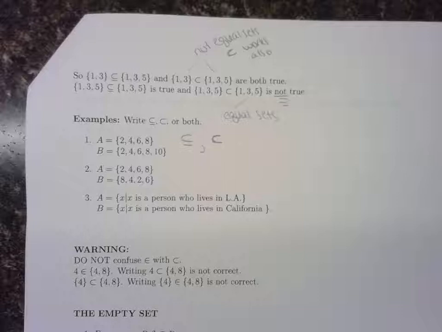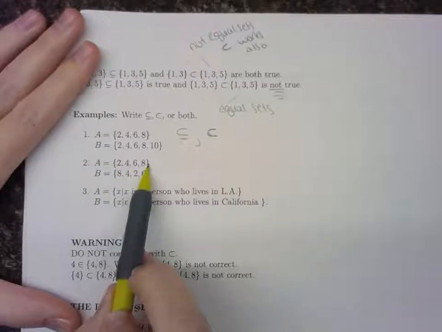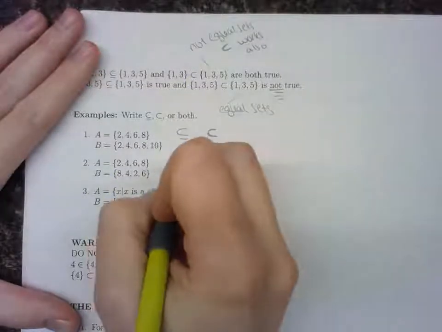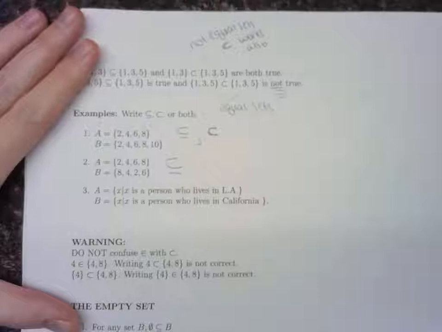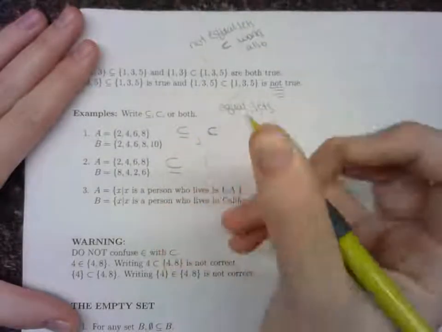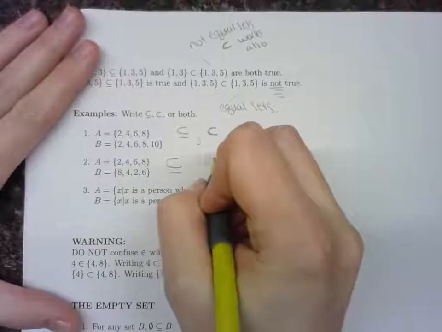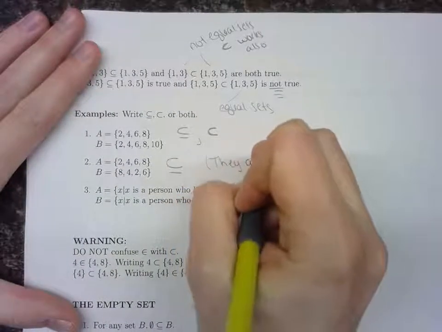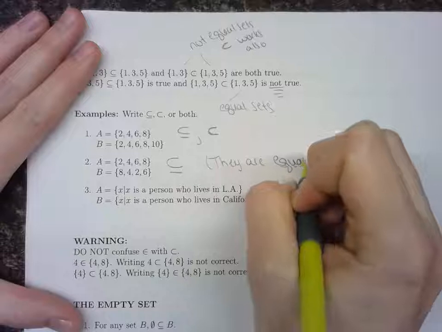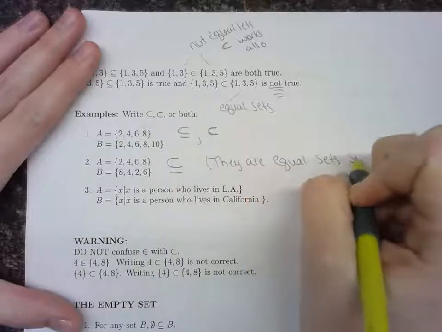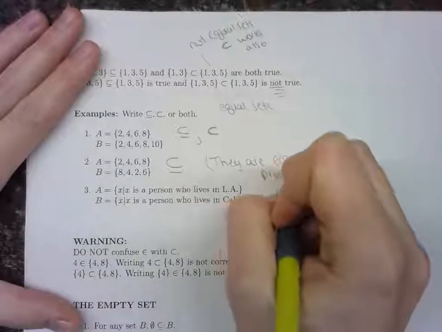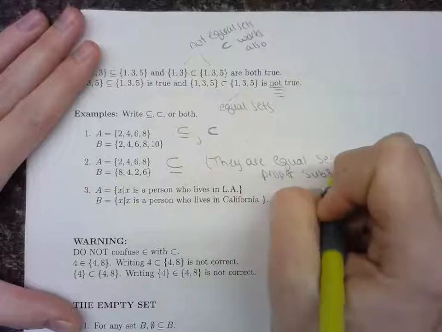Okay, number 2, we have A is {2, 4, 6, 8} and B is {8, 4, 2, 6}. Okay, so {2, 4, 6, 8} is in the set {8, 4, 2, 6}, so subset it is. Okay, but they're equal, so only subset works. So I'm going to put a little note in here. So they are equal sets. So proper subset does not work.